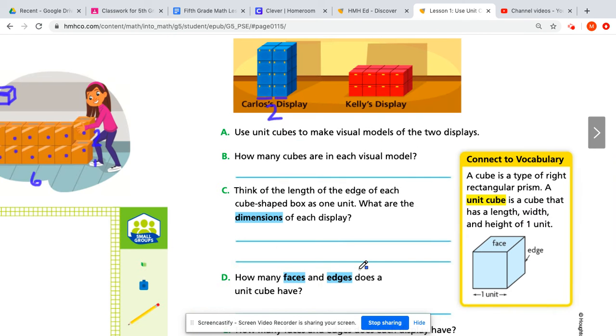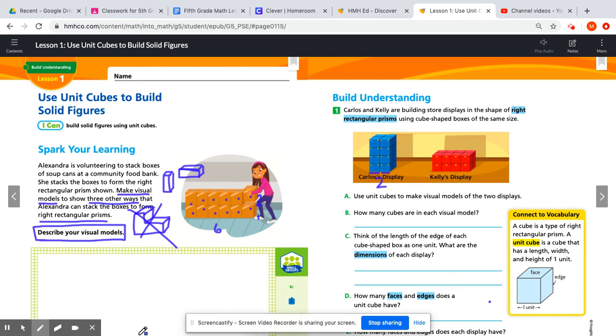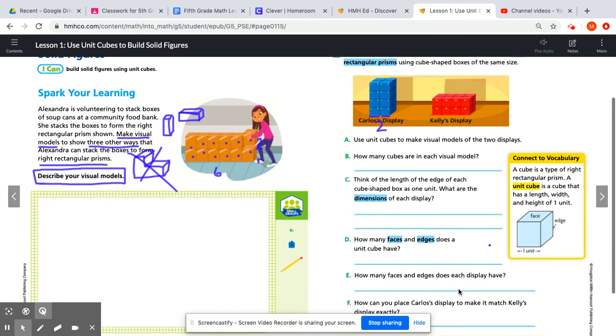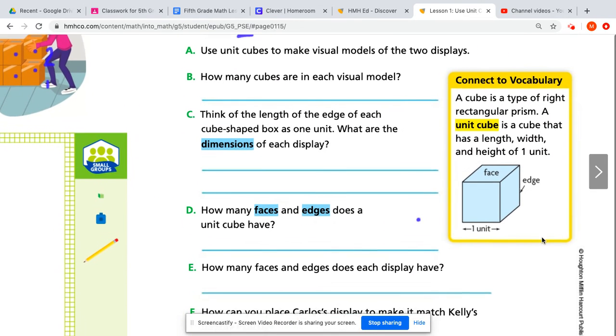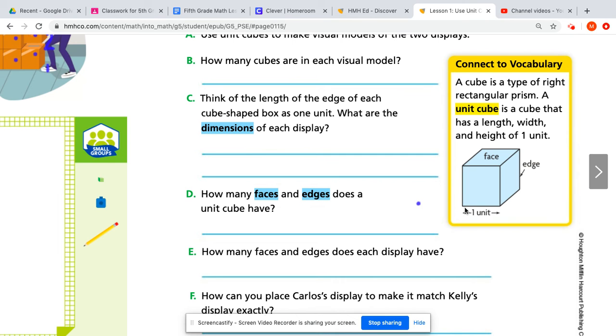Okay, here it talks about a face and an edge. If we look at our vocabulary, we can see here that a cube is a type of right rectangular prism. A unit cube is a cube that has a length, width, and height of 1. So here it has a length of 1, the width is 1, and the height is 1, okay? A face is basically a side. So a cube has 6 sides, 1, 2, 3, and then the others on the back and bottom. So this unit cube has 6 faces, and then an edge is just where 2 sides meet. So this is an edge, that's an edge, this is an edge, that's an edge, this is an edge, that's an edge. All of these places where faces meet or sides meet is an edge.